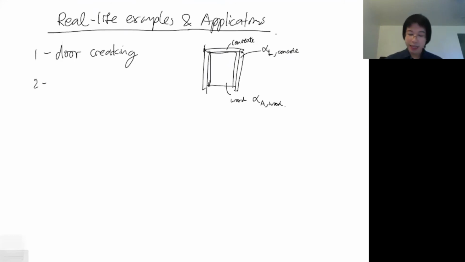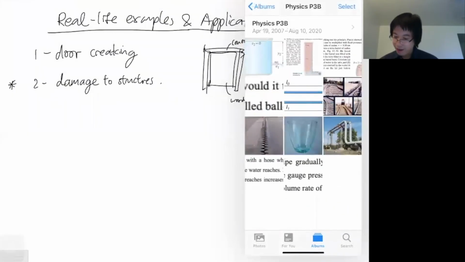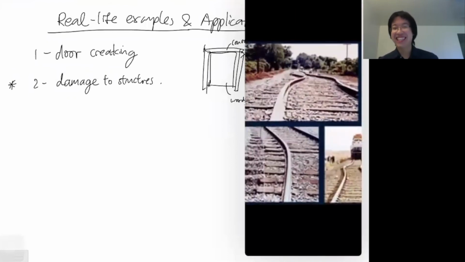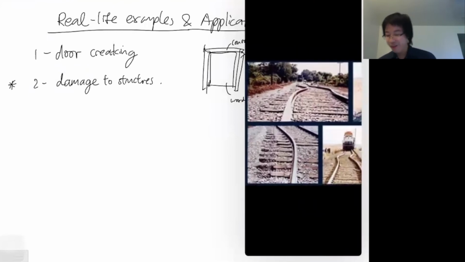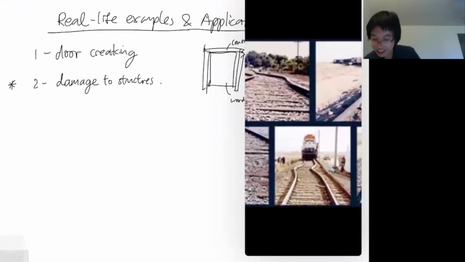Right, so that's one thing. One example, and this is probably the major one, is that it explains a lot of the damage to structures. I'm not going to write out too much, but let's show you some examples. You see, this is what we call bad engineering. What happens when you forget that this railway will expand. Look how scared this guy is standing right there in front of the railway.